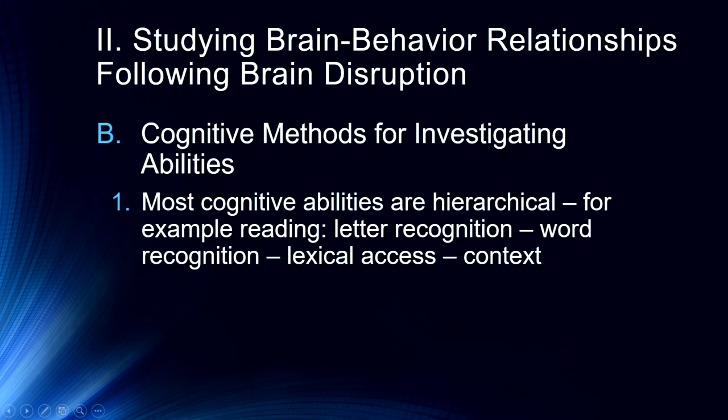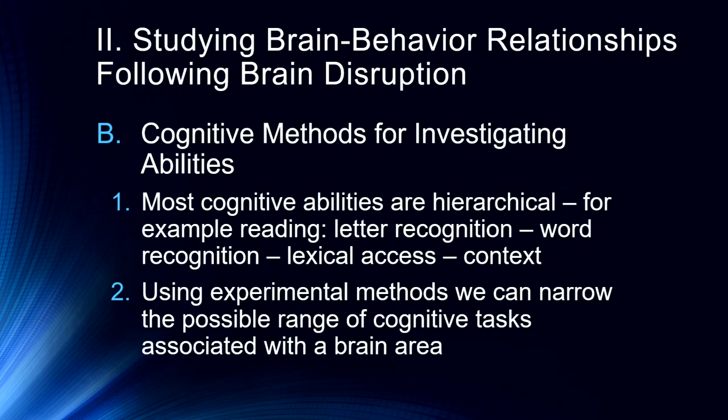So if you have disruption in word recognition, what's called whole word agnosia, that's going to be different than letter recognition and also different from lexical access problems. Each of these components we can dissociate or determine based on experimental methods. So we can narrow the possible range of cognitive tasks associated with that brain area and figure out, oh, that's word access, that's where we're accessing meaning, this is where we're using the surrounding words to recognize a word, etc.